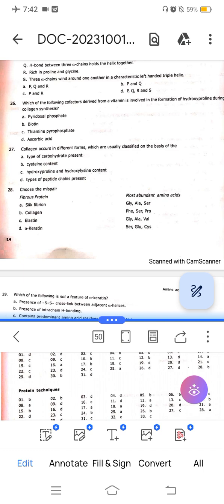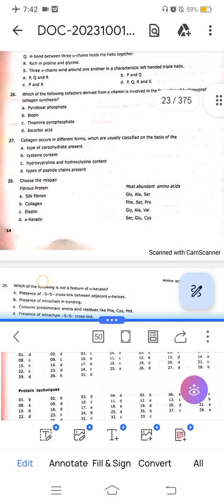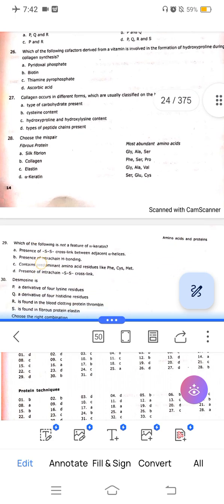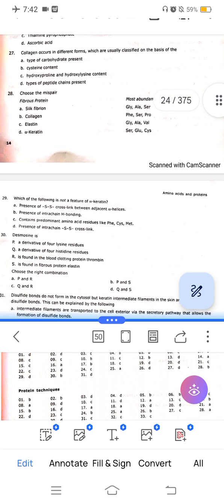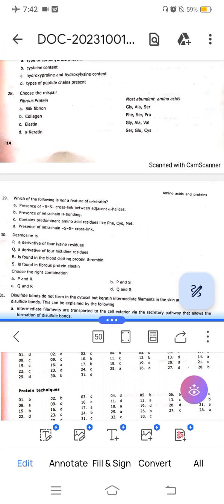28 B. B means collagen. That's not matched. Okay. And which one of the following is not a feature of alpha keratin? 29 D. D means presence of intra-chain SS crosslink. Presence of intra-chain SS crosslink. That's not a feature of alpha keratin.